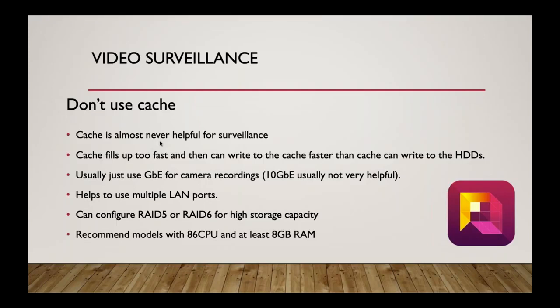Typically, you configure RAID 5 or RAID 6 for maximum storage capacity, because if you want to have a lot of cameras and hold the footage for a long time, you're typically configuring for capacity. And it's good to start with x86 CPUs, so Intel or AMD x86. I don't typically recommend ARM. We do have ARM that can do surveillance, but if you start with x86, I think it performs better.